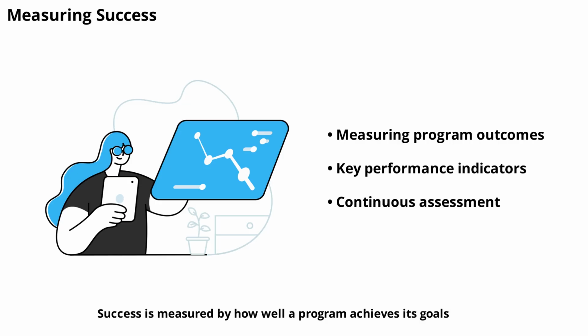Success is measured by how well a program achieves its goals. Governments use key performance indicators, benchmarks, and feedback to assess outcomes. Regular measurement helps identify strengths and areas for improvement. By focusing on results, governments can ensure that programs deliver real benefits to the public.